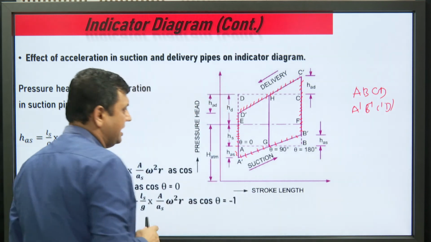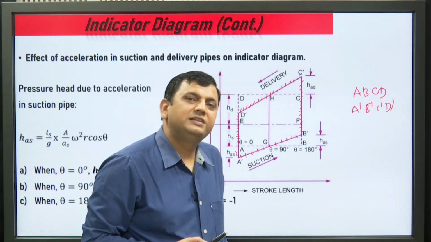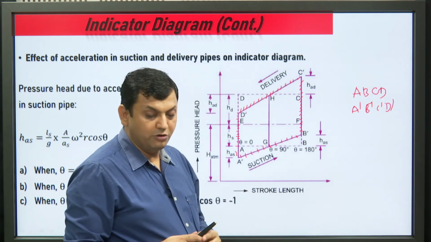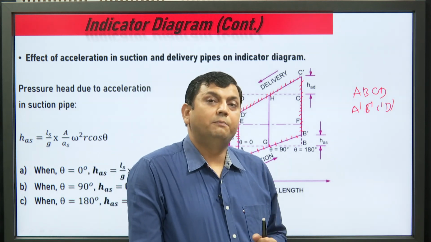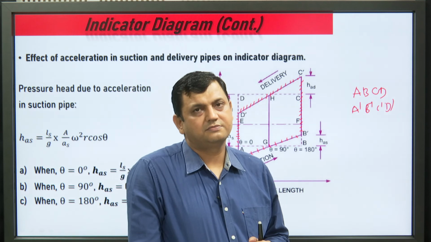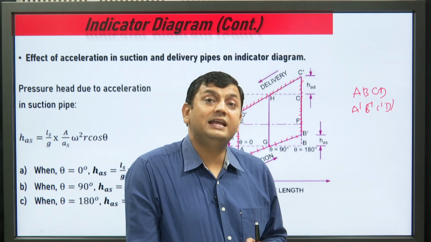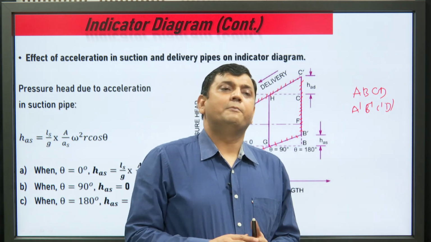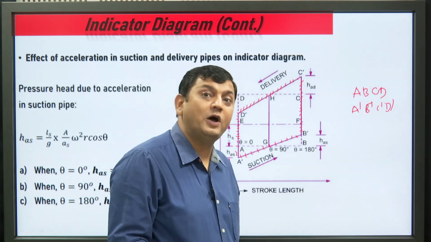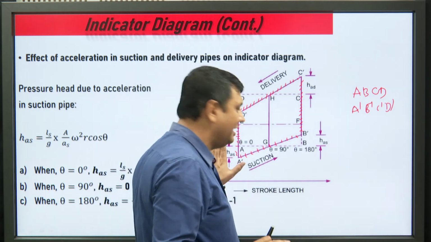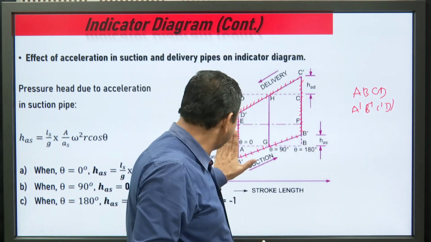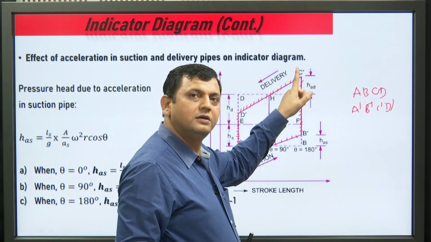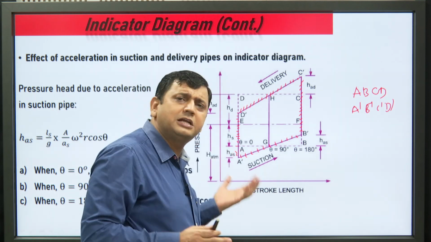If we look area wise, the area of A, B, C, D is equal to the area of A dash, B dash, C dash, D dash. So this is the real indicator diagram. Its area is the same as the ideal indicator diagram, but the effect at different points is different, at the initial, middle and end of the stroke. On this side positive downward, no effect at the middle, and on the upward side positive. All the time we have to calculate in terms of the absolute pressure.